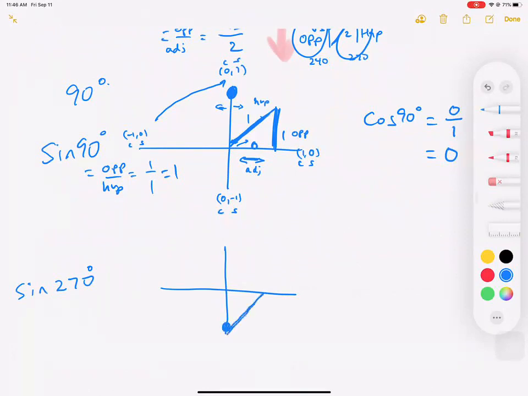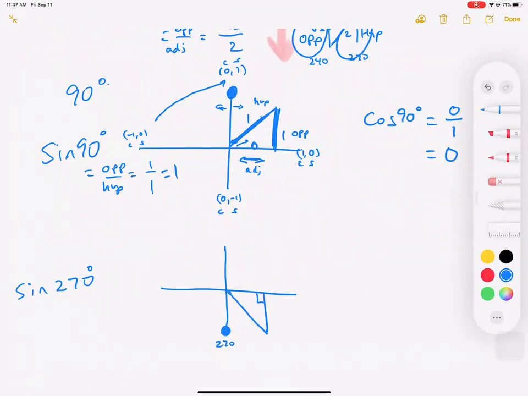We never draw triangles this way. No. We never draw triangles hanging this way either. The triangle is always facing away from the y-axis. So let me put a dot here. This is 270 degrees.